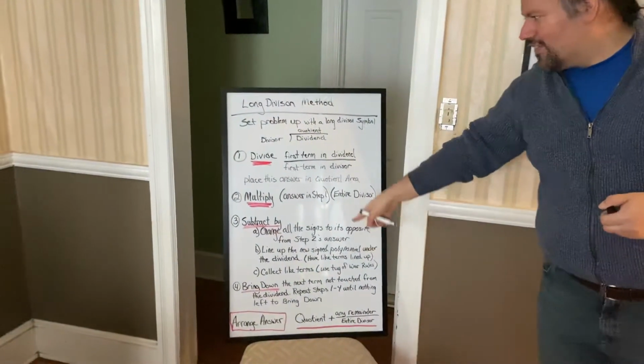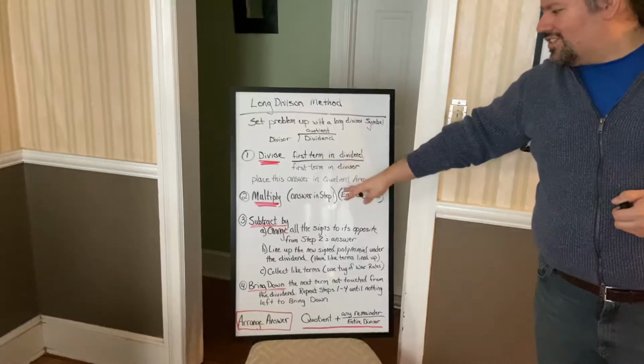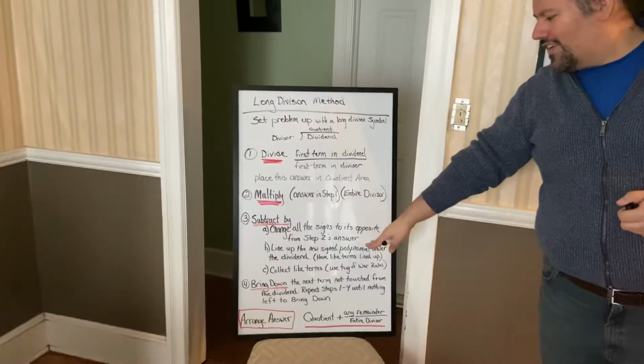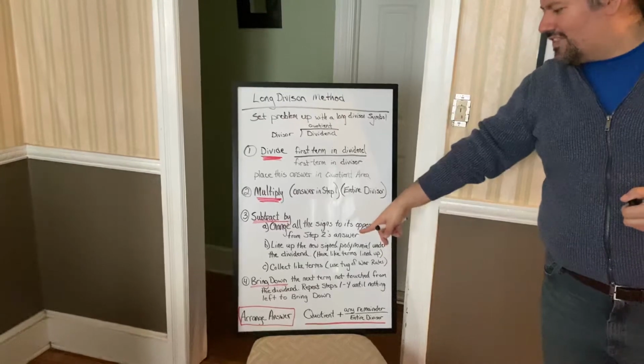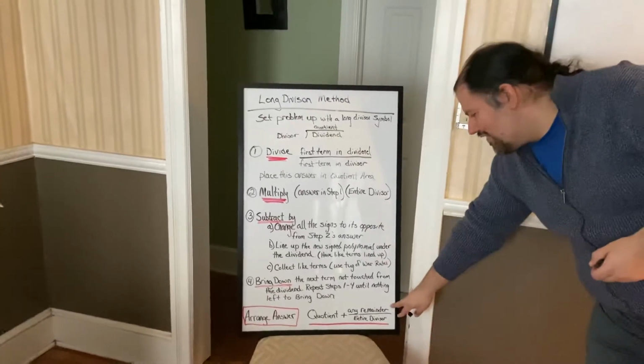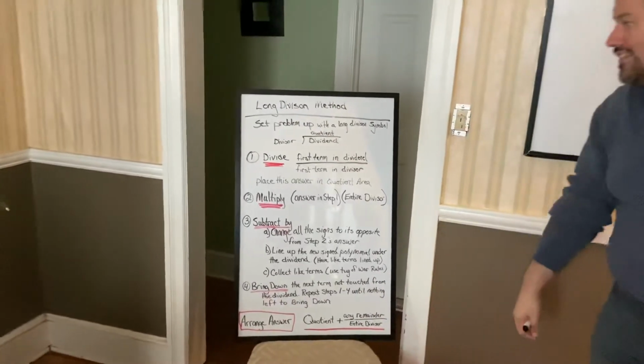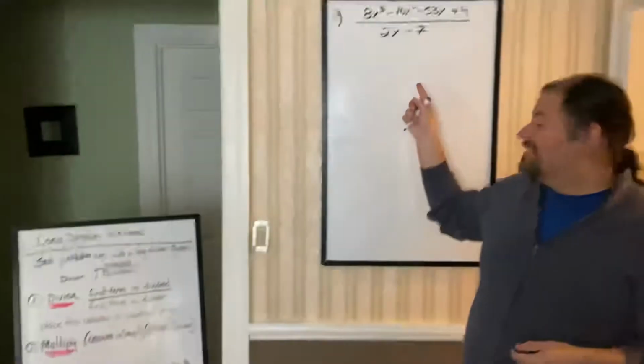So we already went through these steps multiple times, but if you forgot, we have to set up, then we're going to do our 1, 2, 3, 4. And we're going to keep on doing these 4 steps until there's nothing left to bring down. And just remember to have our answer, our quotient plus any remainder over the entire divisor. So let's set this guy up.